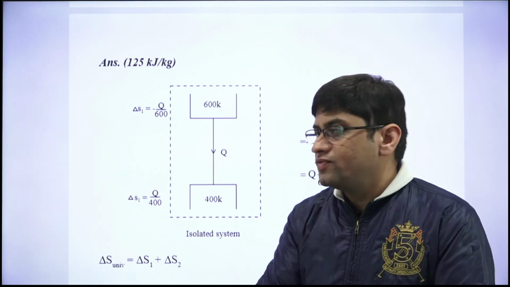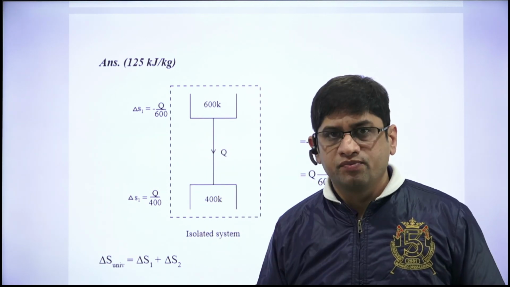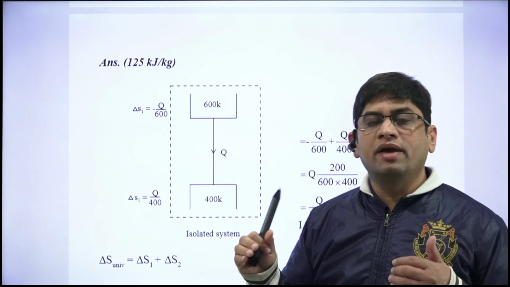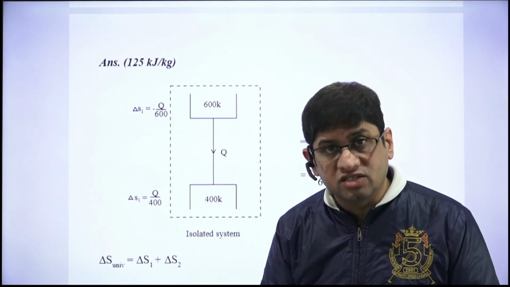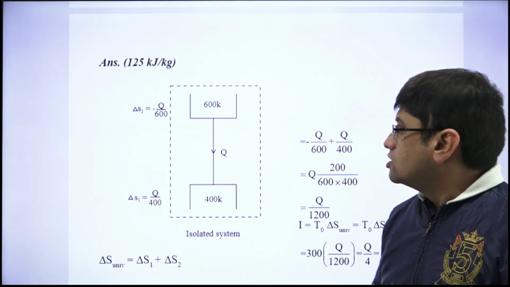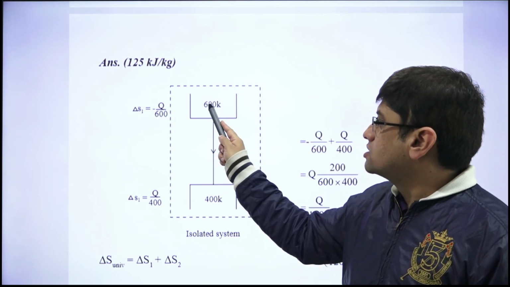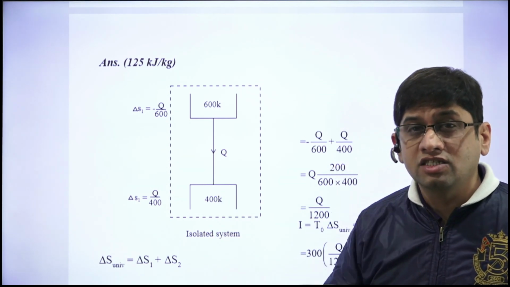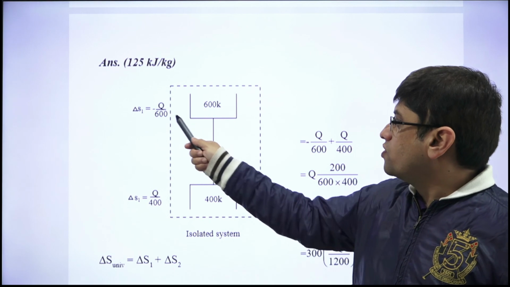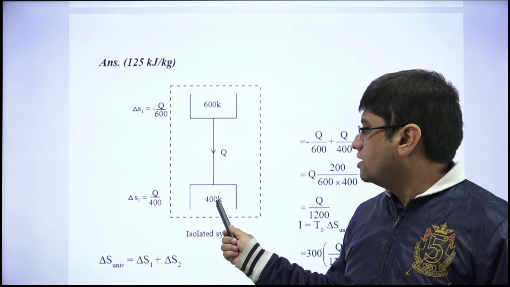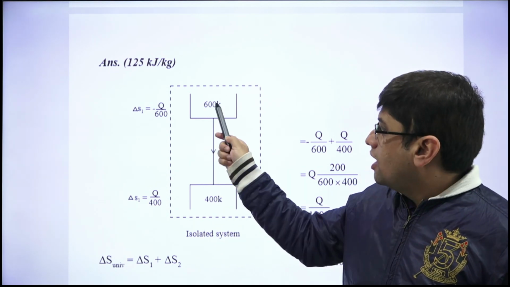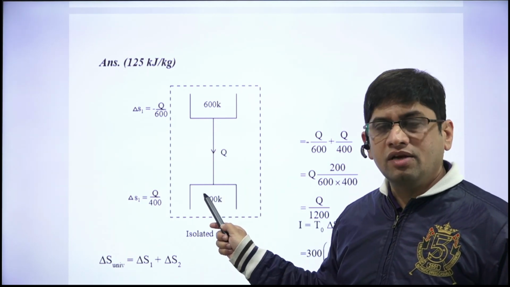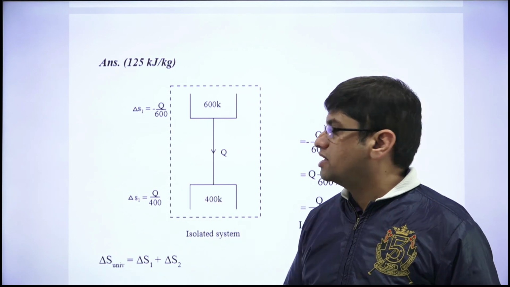The entire heat which flows from the source goes to the sink, so there is no heat going out of this entire system. If I consider source and sink as the system, that system will be adiabatic, so no heat goes out. I told you how to calculate delta S for thermal reservoirs: Q over T. For the source it is Q over 600 Kelvin, and for the sink T is 400 Kelvin. Entropy of the source reservoir will decrease, and that of the sink will increase: Q by 400 minus Q by 600.